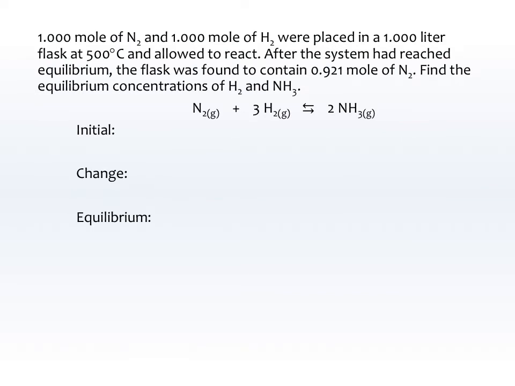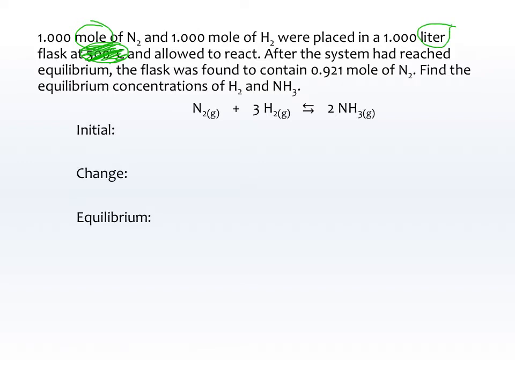1.000 moles of nitrogen and 1.000 moles of hydrogen were placed in a 1.000 liter flask at 500 degrees C and allowed to react. Now, what you need to remember about the temperature is that as long as it doesn't change, it's not important at all. You can completely ignore it. And also remember that we're looking at Kc, that's concentrations. So this 1.000 moles is really not important. What we need is the molarity, that's moles divided by liters.